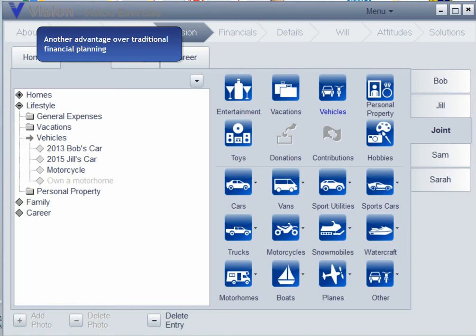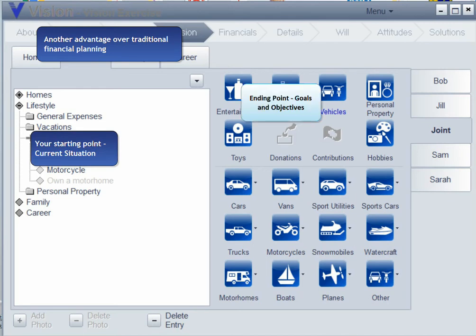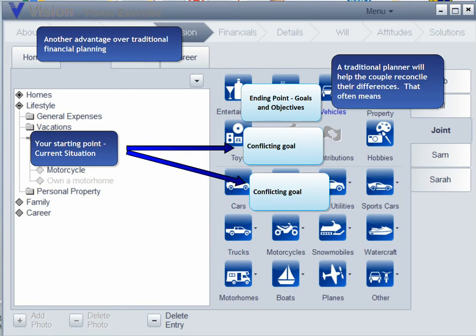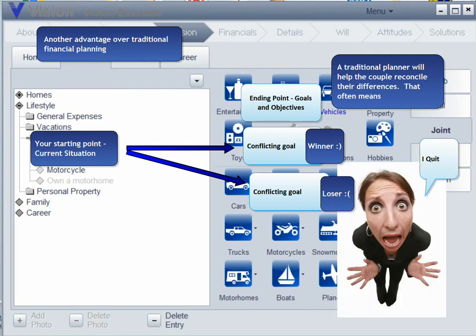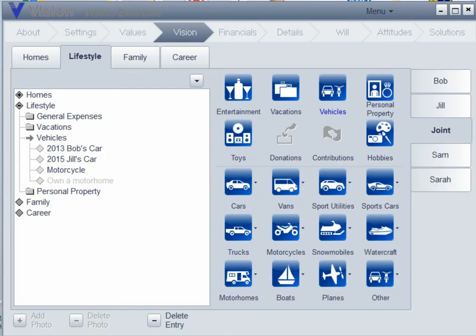Another advantage of this approach to traditional financial planning is that a traditional financial planner requires 2 points, a starting point and an end point, which is often made up of your goals and objectives. What happens when a couple can't agree on their goals? A financial planner would help them reconcile their differences, but that often results in a winner and a loser. And then the loser will likely start to disengage and withdraw from the planning process, and they may just totally kibosh the whole thing and just stop it.